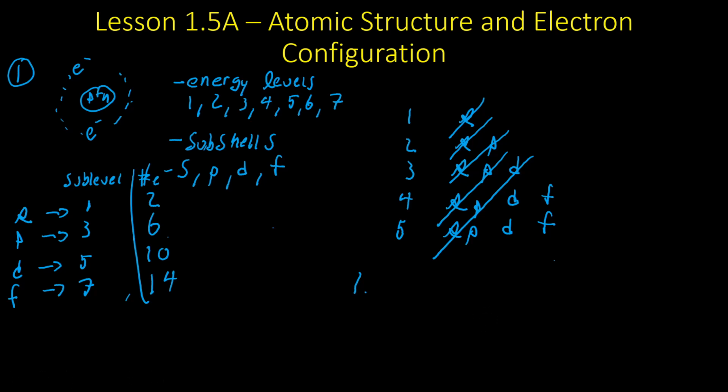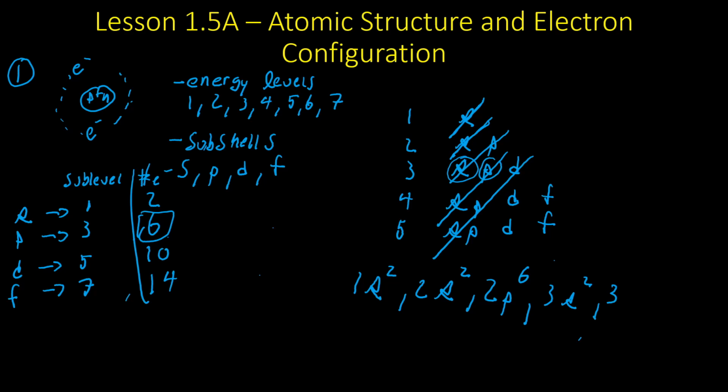The first energy level has the S subshell, which only holds 2 electrons. Then the next up would be, I started here and now I'm going down following the diagonal arrows. Next would be the second energy level, S subshell with 2 electrons again. Then the second energy level again, P subshell now holding 6 electrons. After that comes the third energy level, S subshell, 2 electrons. Next is the third energy level again, P subshell, 6 electrons. And then we have a break.